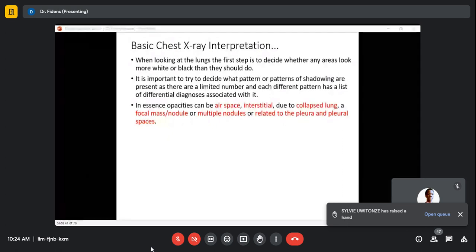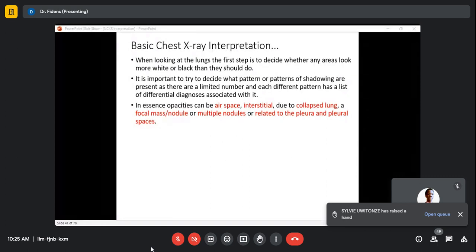That's the consolidation. So from there now, if you add in the clinical history of the patient, you can say this consolidation now is due to pneumonia, it's due to TB, it's due to another pathology. Okay?